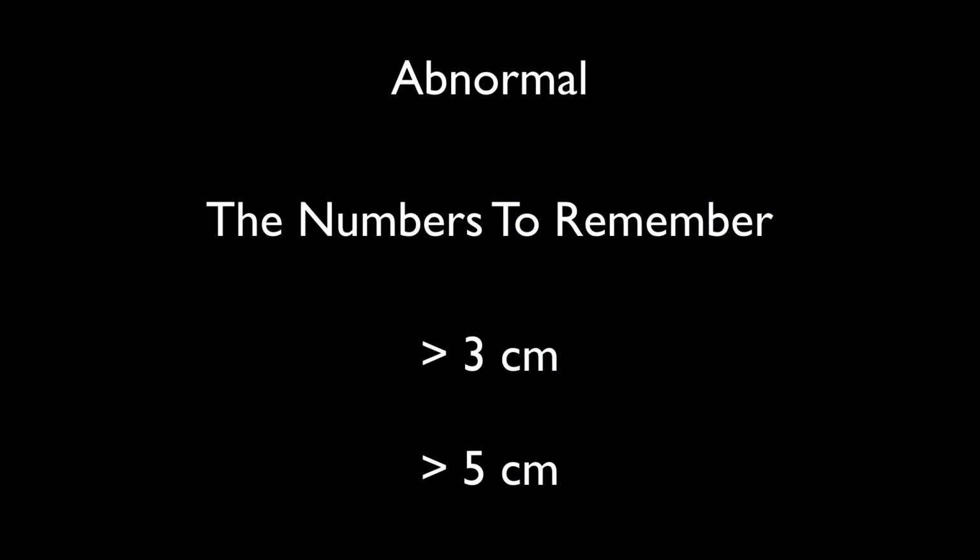Now what is abnormal? Here are the numbers to remember. Greater than 3 centimeters means you have an abdominal aortic aneurysm. Greater than 5 centimeters is typically the number that may require a surgical or endovascular intervention. But remember, it's not just the size that matters, it's also the rate of change.